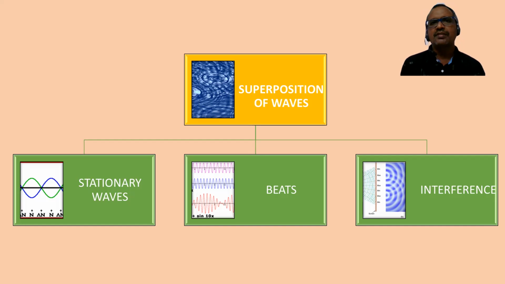So the superposition of waves leads to three phenomena. One is interference, the other one is beats, and the last one is stationary waves. Here we have different cases. In the first case, we have waves with same frequency traveling in same direction. In the second case, we have two waves of nearly equal frequency traveling in same direction. And in the third case, we have waves with same frequency traveling in opposite direction.